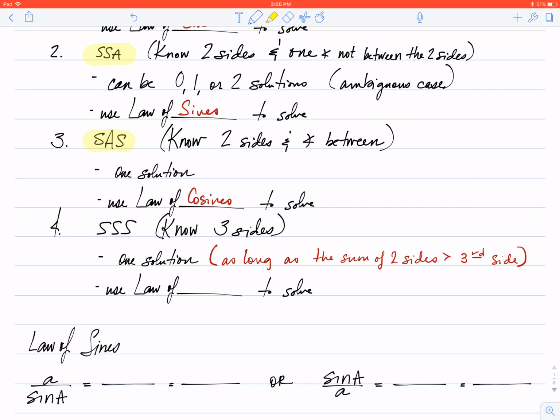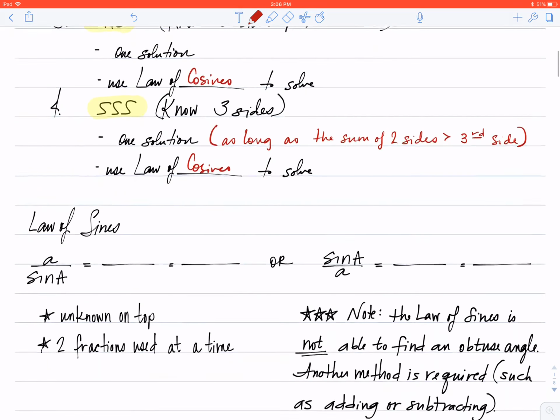And then the fourth option is if I've given you the 3 sides and you have to solve to find the 3 angles. There's only one solution to this set of data, but make sure that the sum of any of those 2 sides is always greater than the third side, or you don't have any triangle at all to solve. And in this case, you're going to be using the law of cosines to solve.